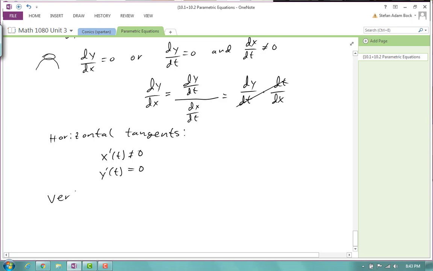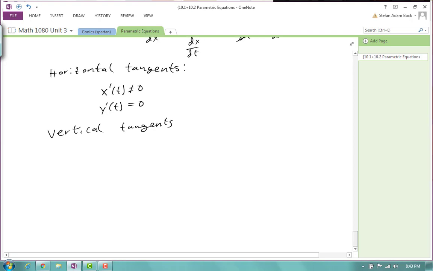If I want vertical tangents, then what am I going to have? I'm going to have y prime of t is not equal to 0, but my x prime of t is equal to 0. But what happens if I have both? If x prime of t and y prime of t are both equal to 0, then you're going to have a cusp.